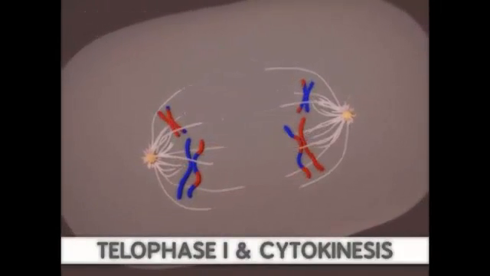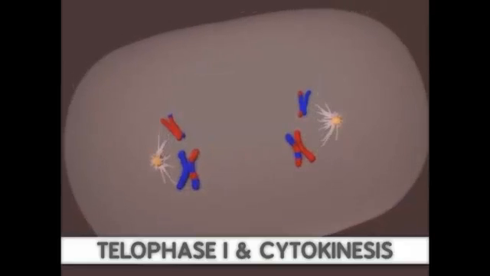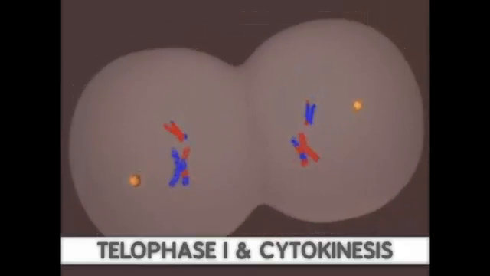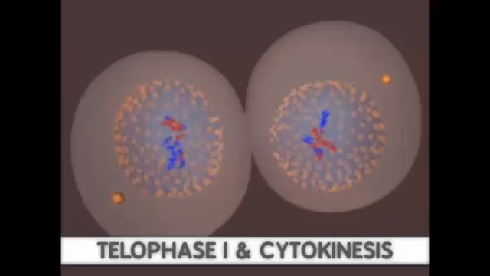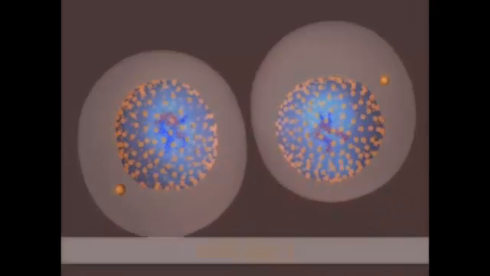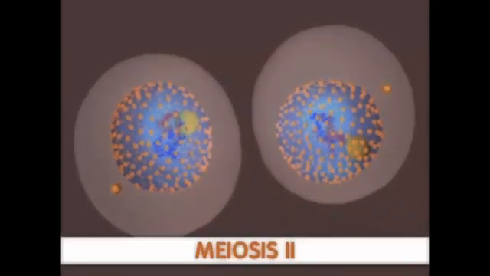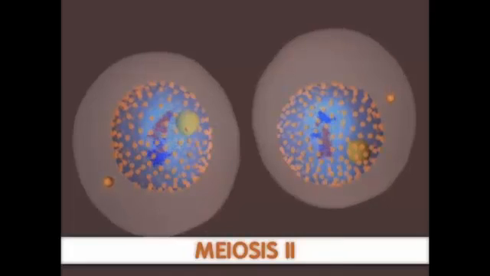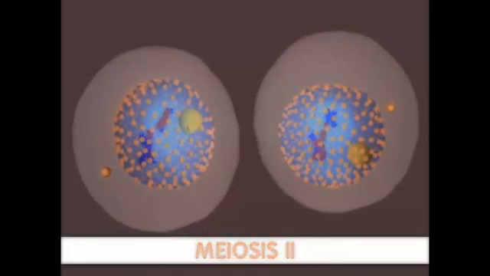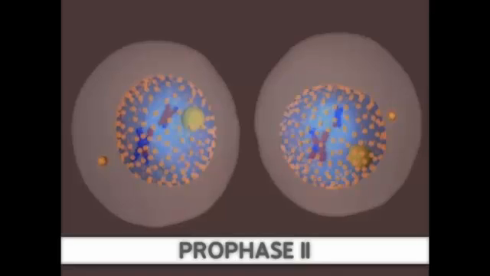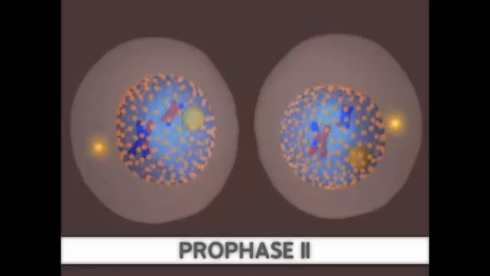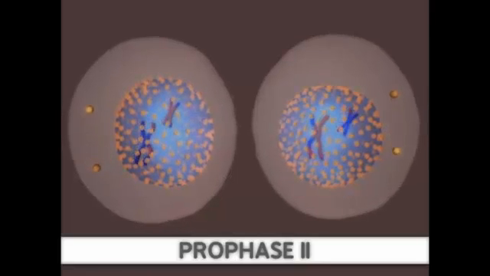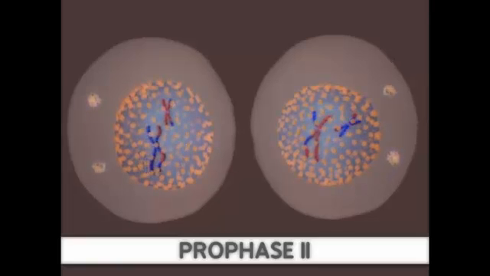The final steps of Meiosis I are telophase I and cytokinesis. Here, the cell divides into 2 daughter cells. Each of these 2 cells now undergo Meiosis II. Meiosis II is similar to mitosis. The first stage of Meiosis II is prophase II. Again, chromosomes condense, the nuclear envelope breaks down, and the spindle apparatus forms.